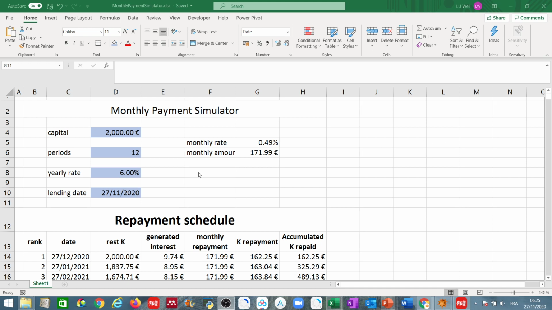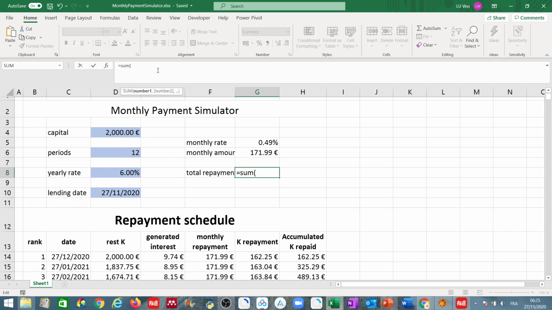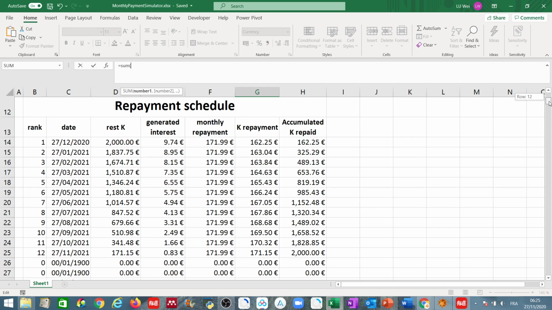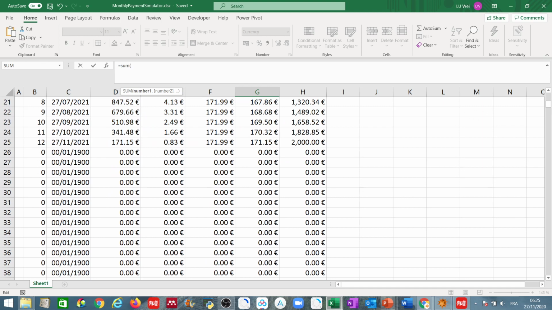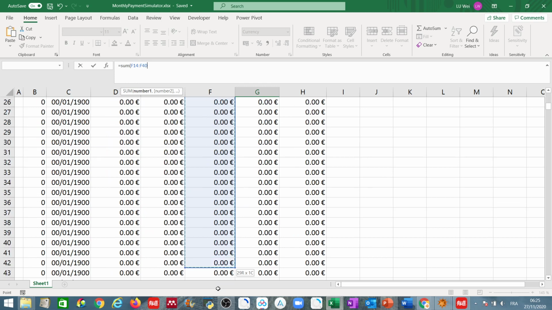Now with such a simulator, we can do some analysis. For example, we can just calculate how much money in total we have repaid. We just have to add up all the rows in this column, the monthly payment column here. So we can use the sum function and select all the rows in this column.